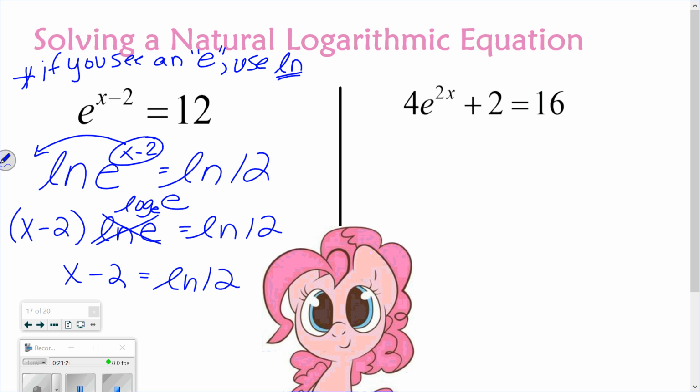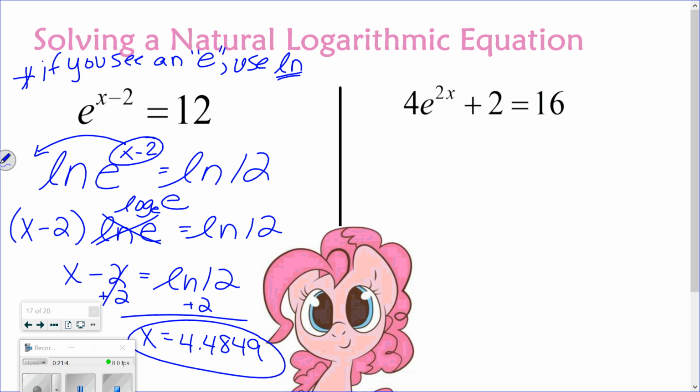So how do I solve this? Add 2. Yeah. So x equals, type in natural log of 12, close parenthesis, plus 2. 4.4849.